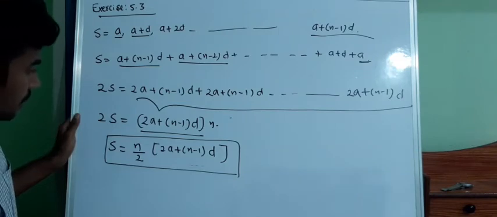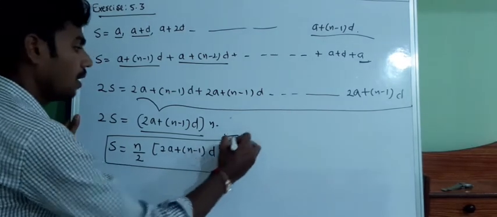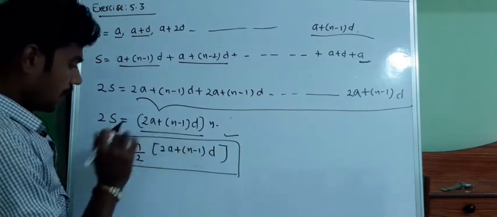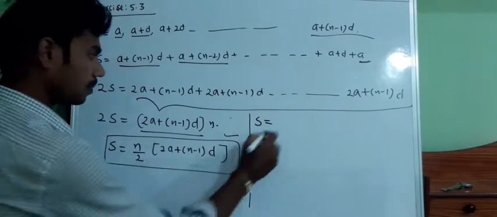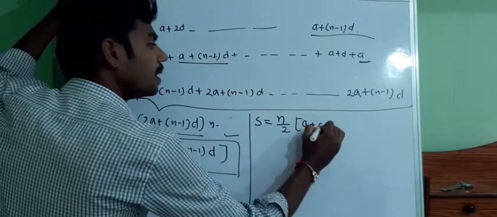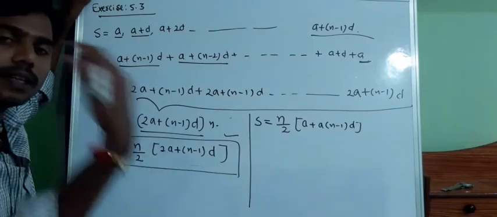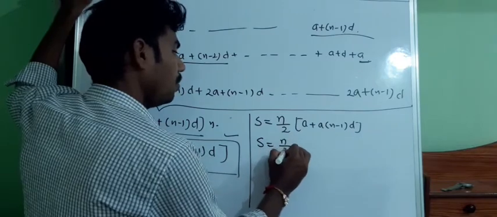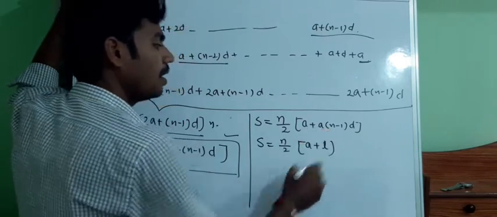Sum of n terms involved in a series. If I want to calculate the sum, this is how I am going to calculate. Now it's the same thing. S is equal to n by 2 as it is, and 2a I will write as a plus n minus 1 into d. A plus n minus 1 into d is nothing but the nth term, or the last term of a given series. So S is equal to n by 2 into a plus the last term, which I will denote by L.